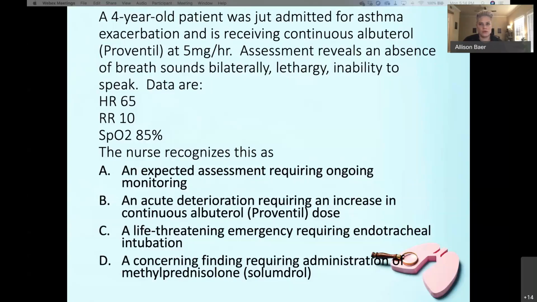All right. A 4-year-old just admitted for asthma exacerbation receiving continuous albuterol at 5 an hour. Assessment reveals absent breath sounds, lethargy, inability to speak. Their heart rate is 65 in a 4-year-old, respiratory rate of 10, SATs of 85. So would you recognize this as an expected assessment requiring ongoing monitoring, an acute deterioration requiring an increase in their albuterol dose, a life-threatening emergency requiring intubation, or a concerning finding requiring administration of salbutamol?